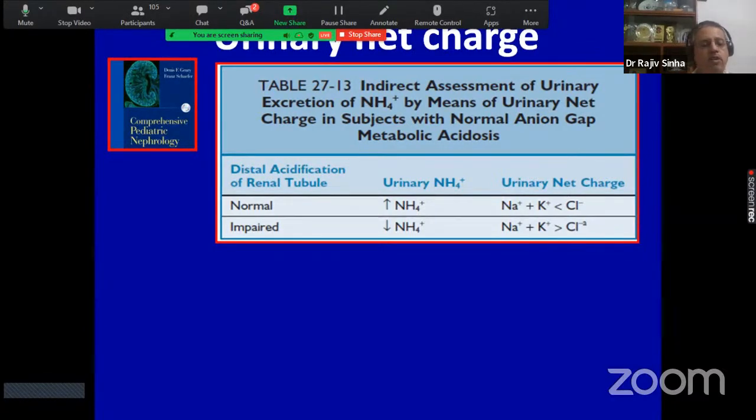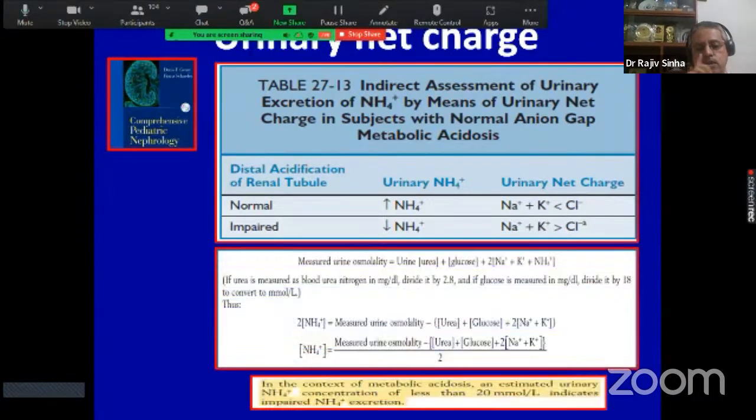On the other hand, if your distal acidification is not impaired, if the kidney is working fine, then your sodium plus potassium should be less than chloride, as is shown here. And again, from the urine, with the help of the urine net charge, as well as the measured and calculated urine osmolality, you can calculate the ammonium present in the urine. If the calculated ammonium is less than 20, it further corroborates that your distal acidification mechanism, or your ammonium excretion mechanism, is defective.